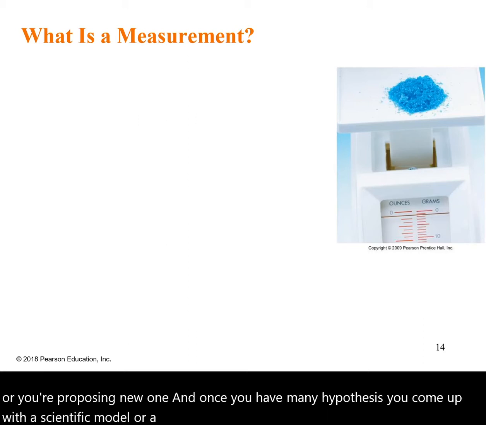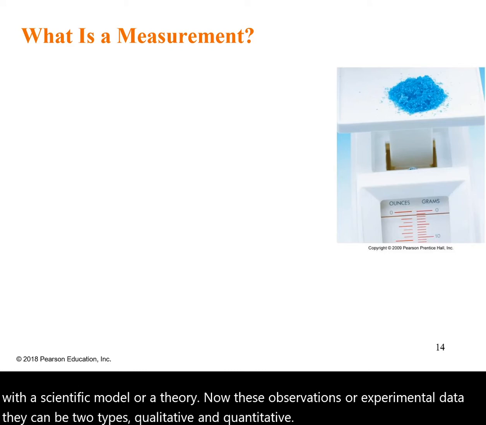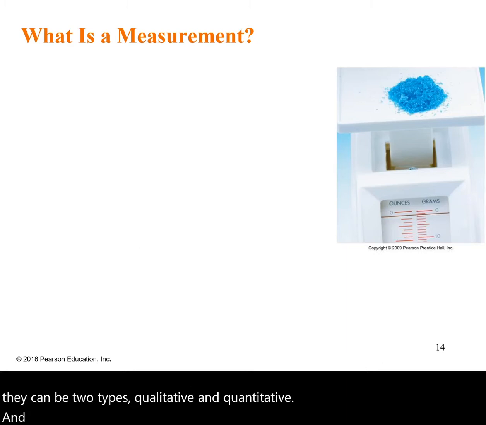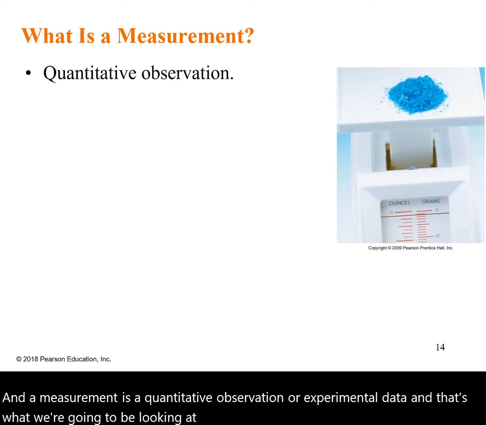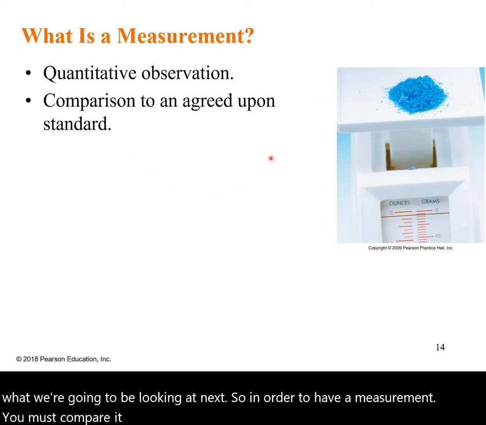Now, these observations or experimental data can be two types, qualitative and quantitative. And a measurement is a quantitative observation or experimental data. And that's what we're going to be looking at next. So in order to have a measurement, you must compare it to something that is agreed upon.